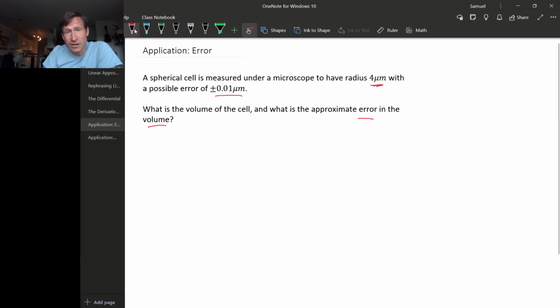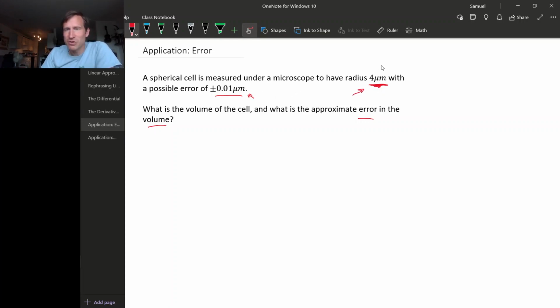And the thing to notice here is that since typically errors are relatively small compared to the size of the measurement that they are errors of, we can use differentials to approximate these errors because the changes are small. Remember, differentials are good approximations when the change from the base point is small. And compared to 4 micrometers, 0.01 micrometers is pretty small.